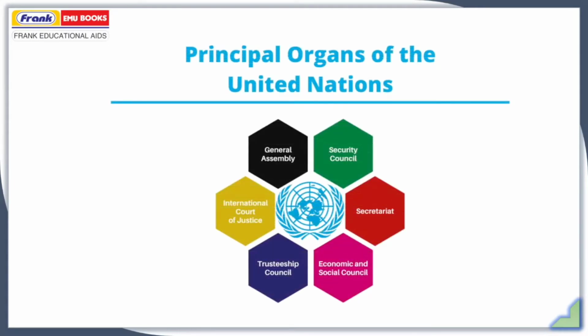Now, come to the principal organs of the United Nations. As we all know, the United Nations was established on 24th October 1945 and it has 6 principal organs, namely the General Assembly, Security Council, Secretariat, Economic and Social Council, Trusteeship Council, and International Court of Justice, in which the Trusteeship Council ceased to work after 1994.